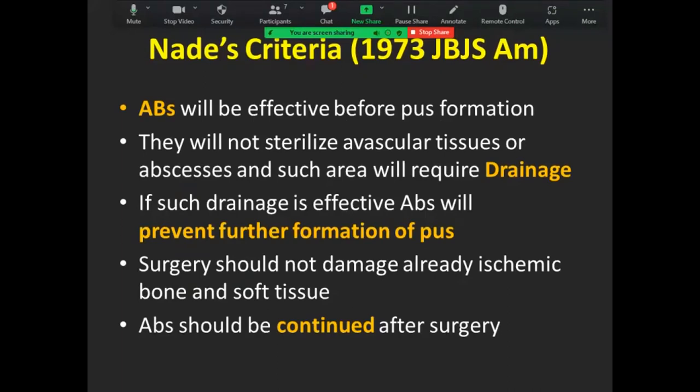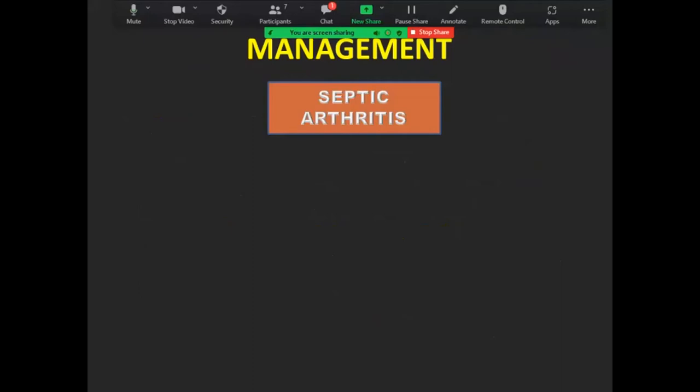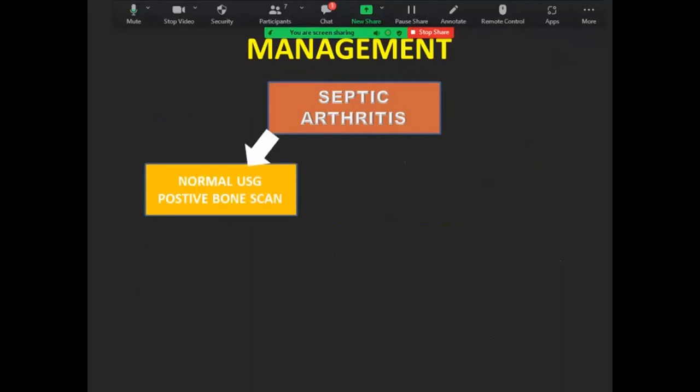So these are the criteria which he laid down in 1973, and I think it's now almost 50 years and they still hold. We often use these criteria to treat a child with osteomyelitis and septic arthritis. So how do we manage them? If the ultrasound is normal and the MRI is normal, then you have to do a bone scan. If the bone scan shows a hotspot, with the clinical suspicion you have, then you should go ahead and try to aspirate the joint.